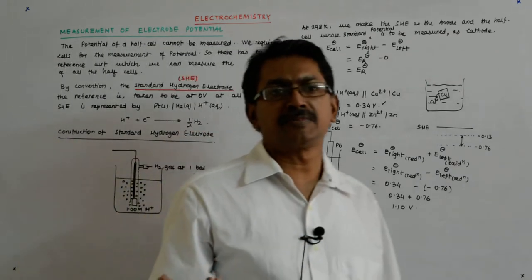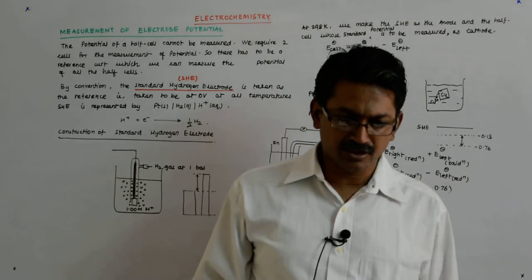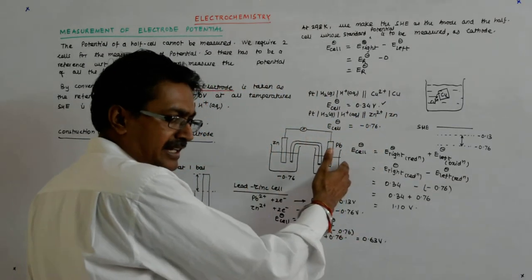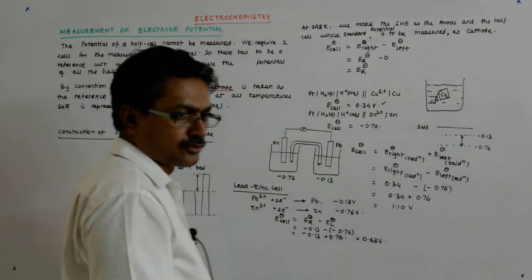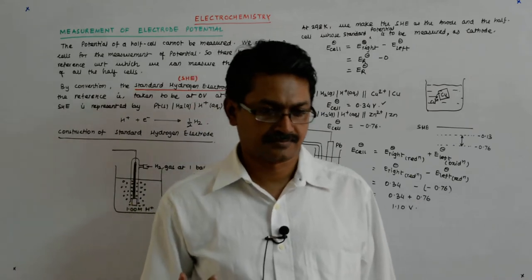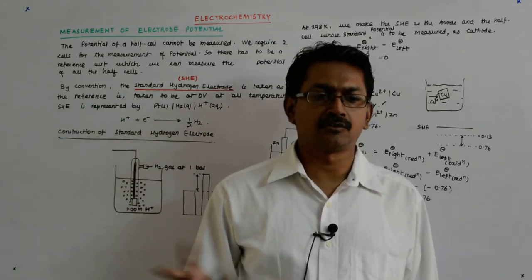Had the convention been finding the oxidation potential, we would have always kept the oxidation to the right, reduction to the left, and we would have done E right minus E left. Okay, and you would have got a positive value.